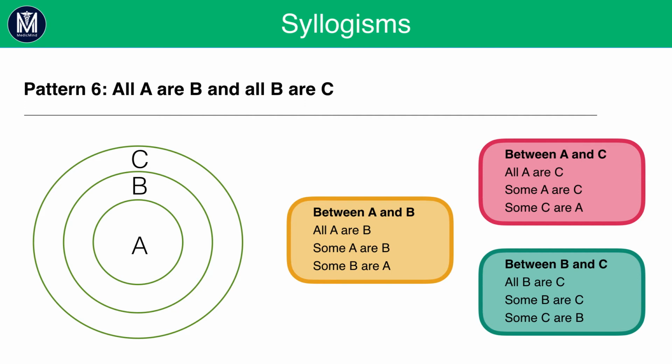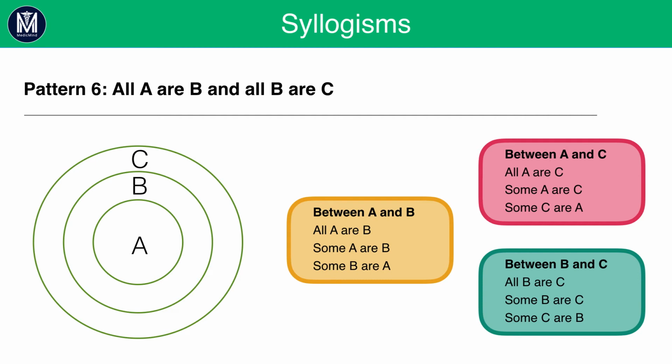Between A and B, we know that all A are B, and by the same logic, some A are B, and of those that are B, some B are A. Between B and C, the statement tells us that all B are C, and that means by default some B are C because all B are C, and some C are also B.